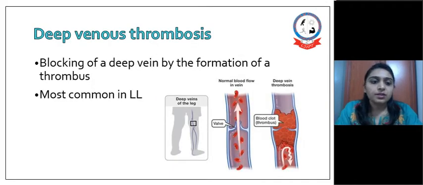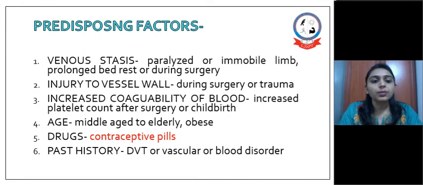Now let's see what is deep venous thrombosis. Deep venous thrombosis is blocking of a deep vein by formation of a thrombus, most commonly seen in the lower limb. Here are the predisposing factors of DVT. Number 1 is venous stasis, which is usually found in a paralyzed or immobile limb, in prolonged bed rest or during surgery. Injury to the vessel wall also leads to DVT. During surgery or trauma, injury to the vessel wall may occur.